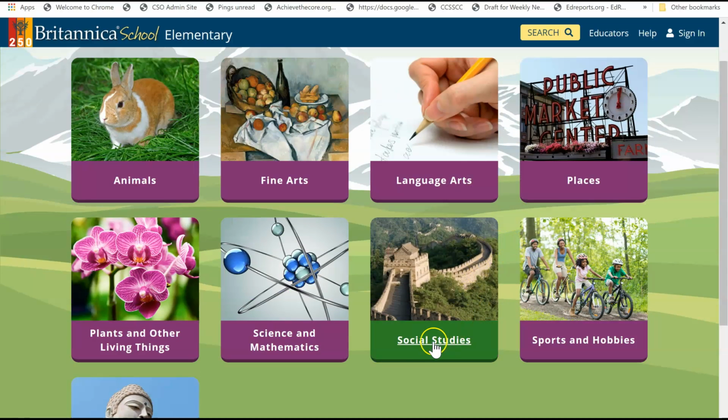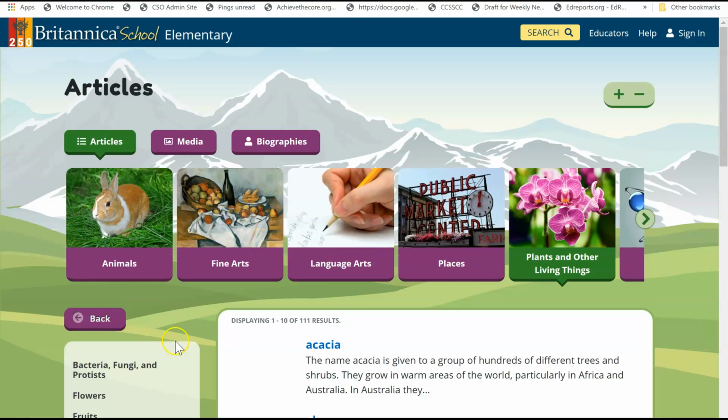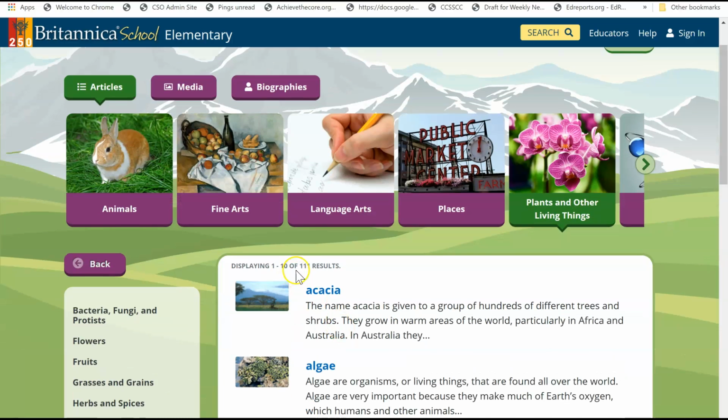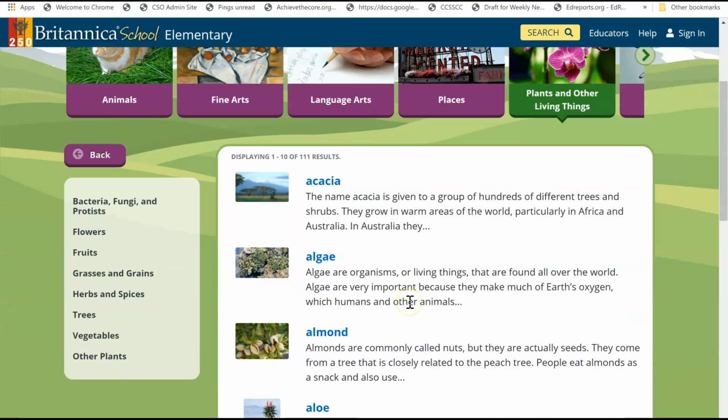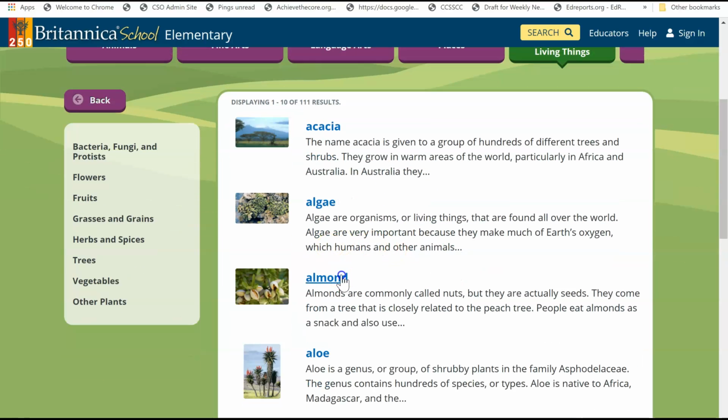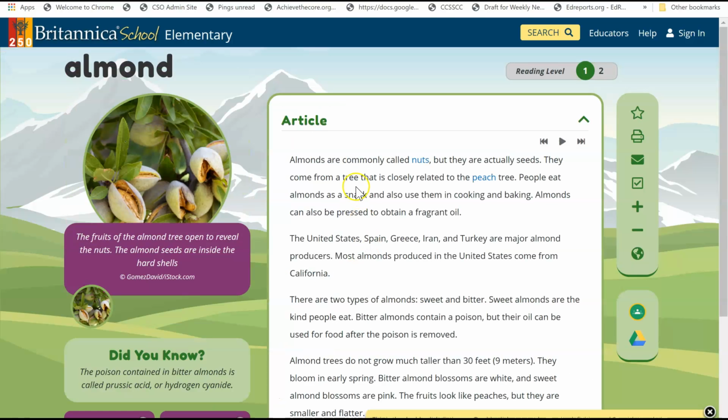When you click on the area, so say we're doing something on plants and living things, obviously there's 111 different results. They go alphabetically. Here's some filtering over here that you can use. Once you click on it, say you were doing some writing on almonds, you would click that. Over here is where it could be pushed out or turned in through your learning management system.